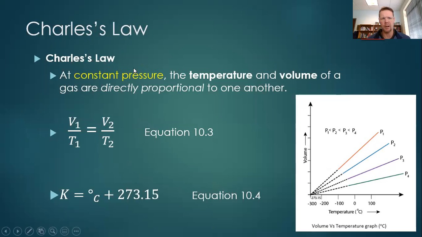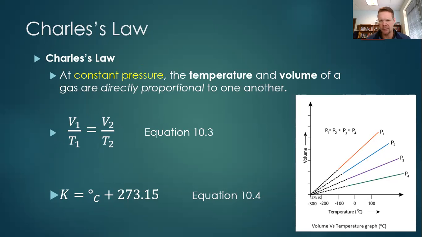Now, Charles' law says this: at a constant pressure, the temperature and the volume of a gas are directly proportional to one another. So here we're keeping the pressure constant, and in that case, the temperature and volume are directly proportional. So V1 over T1, volume of the first circumstance over the temperature of the first circumstance, is going to equal the volume of the second circumstance over the temperature.